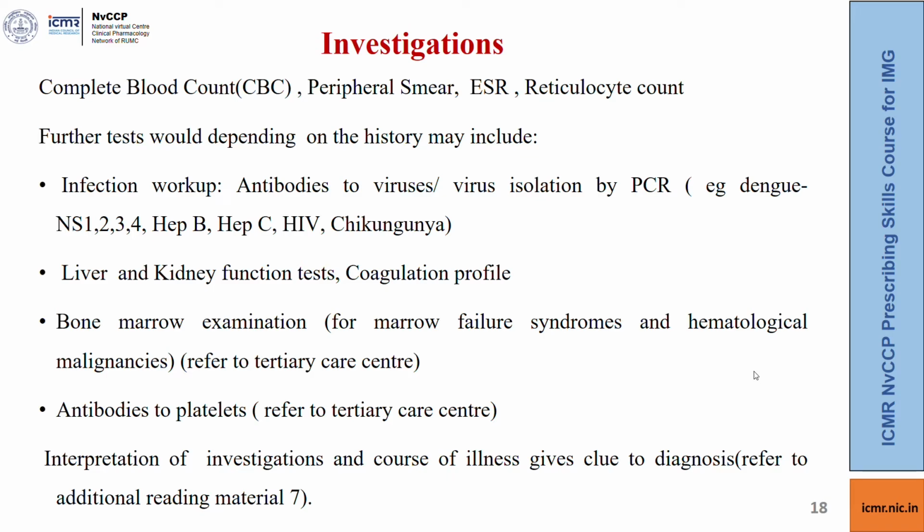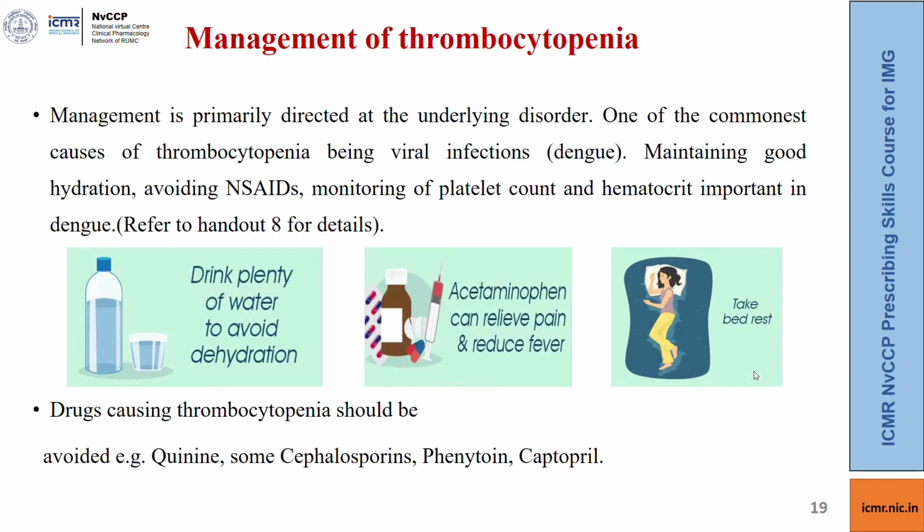Further interpretation of investigations and course of illness may give a clue to the diagnosis, and for additional reading, you may refer to the handout. The management of thrombocytopenia is primarily directed at the underlying disorder. One of the commonest causes of thrombocytopenia being dengue, certain important points to note would be taking bed rest, drinking plenty of water to avoid dehydration, avoiding drugs which can cause bleeding. So mostly paracetamol is given for fever and not the other NSAIDs, and monitoring of platelet count and hematocrit.